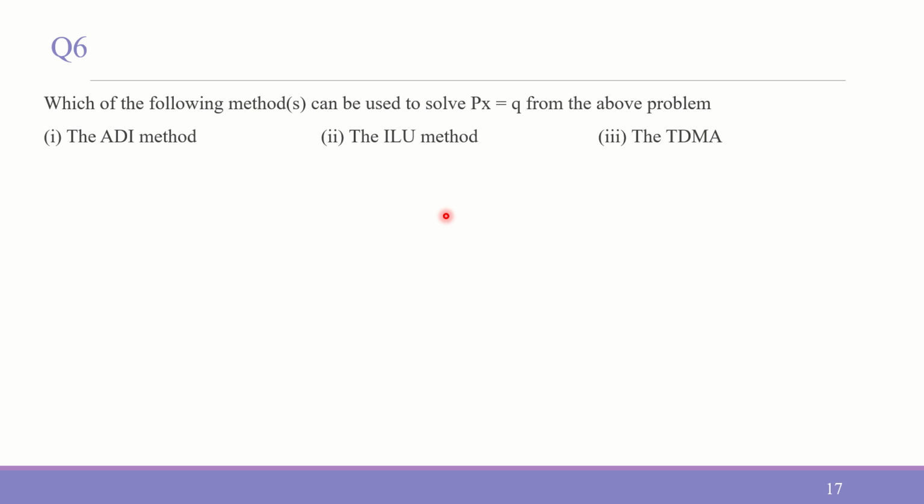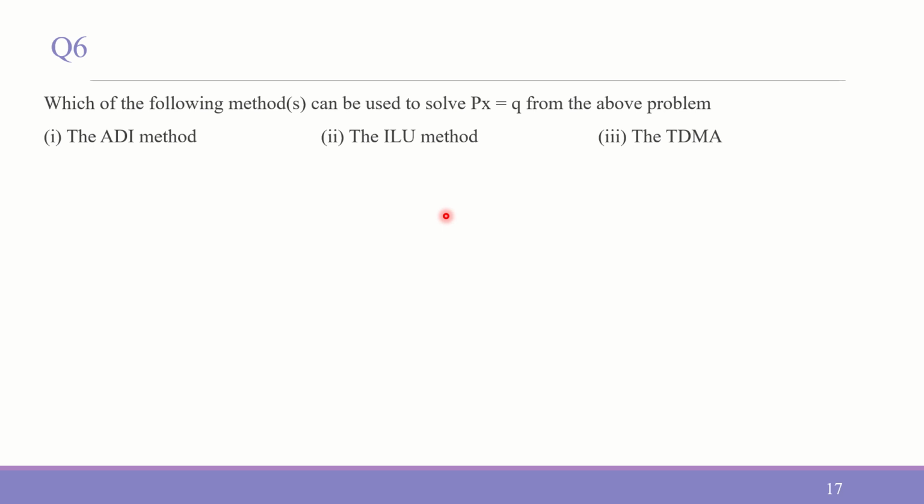Third one, TDMA method. The ADI method is the alternating direction implicit scheme, and we again have a Poisson equation, so it can be used. The alternating direction implicit method can be used. And the second one is the ILU method, that is the incomplete LU method, wherein we decompose the matrix, and it is not an implicit method, but yes, that is one.